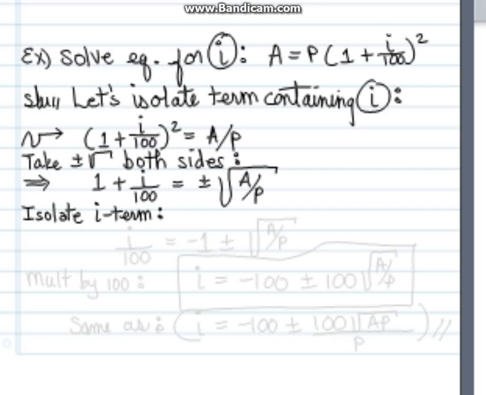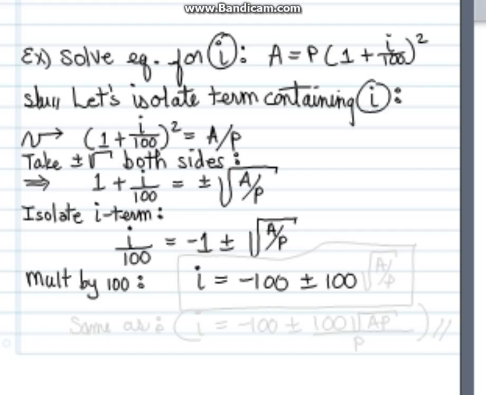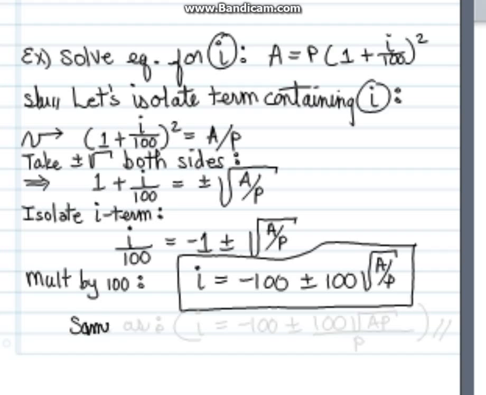Now we're going to isolate the I term. To isolate the I term, we're going to move 1 over, so subtract 1 from both sides. All right, we're almost there. Let's go ahead and get rid of the coefficient 1 over 100 by multiplying both sides by 100. And that leaves us I equals negative 100 plus or minus 100 times the tall square root of A over P.